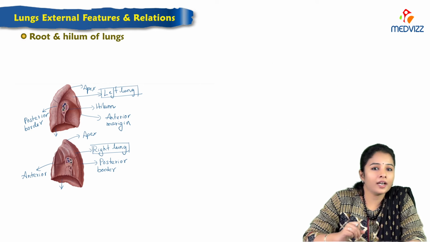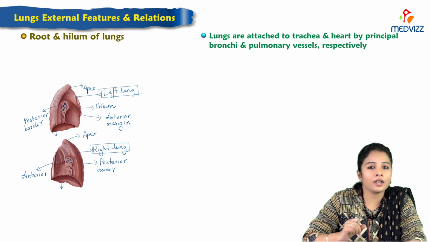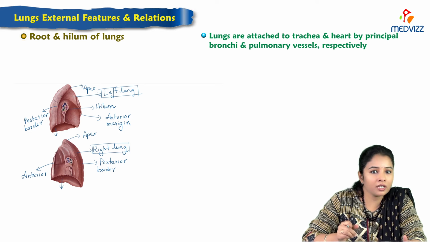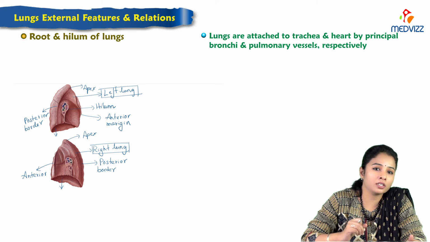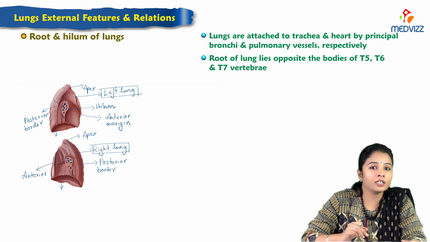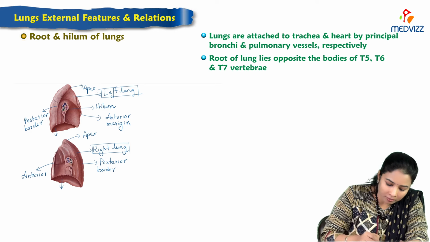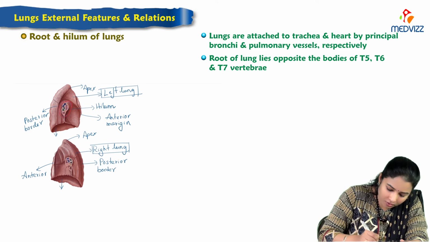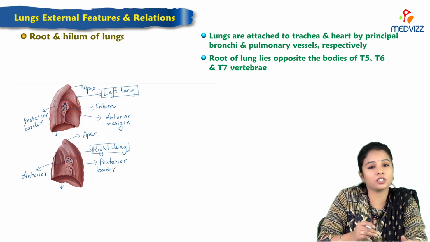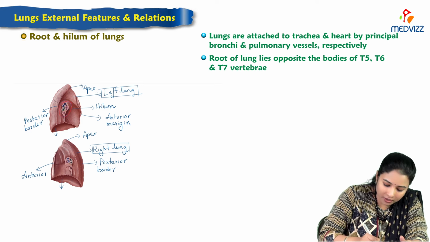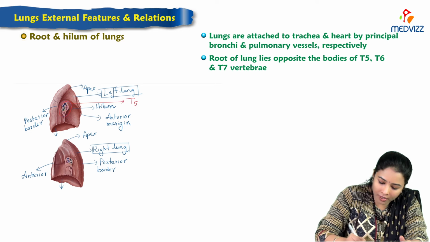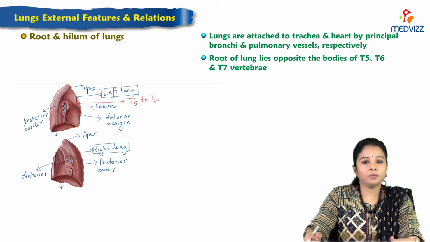Moving on to the root and hilum of the lungs. The lungs are attached to the trachea and heart by principal bronchi and pulmonary vessels respectively. That means the principal bronchi connect the lungs to the trachea and the pulmonary vessels connect the lungs to the heart. The root of the lung lies opposite the T5 to T7 vertebral bodies. You can see this is the hilum, the root of the lung, through which the structures go in and come out of the lung.